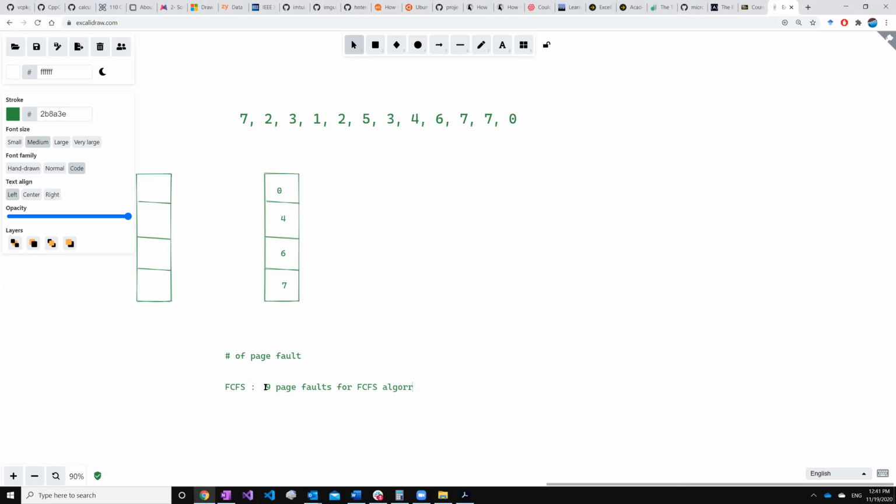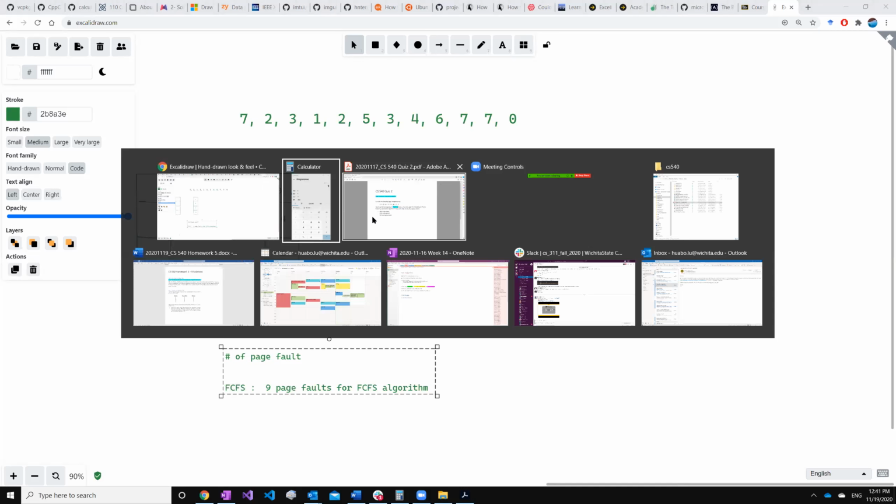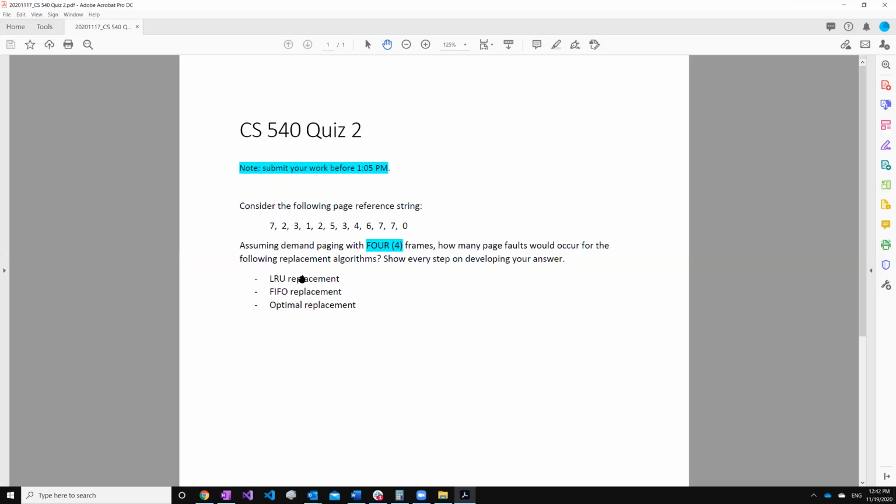Okay, 9 page faults. All right, so this is for the FCFS. How about the rest 2 algorithms we need to deal with? LRU. Okay, for the LRU, let's take a look.